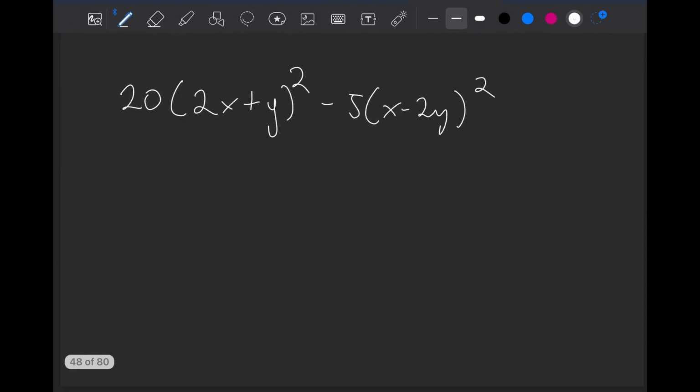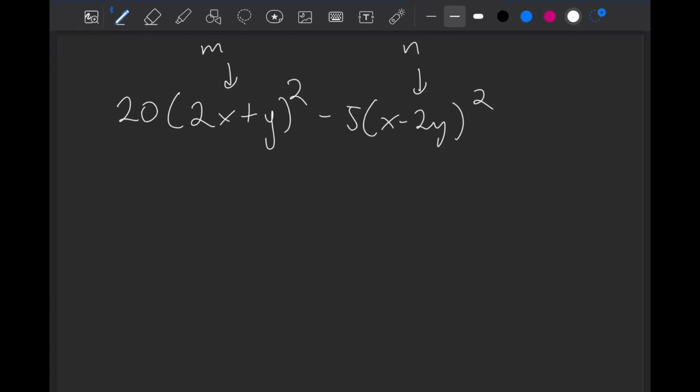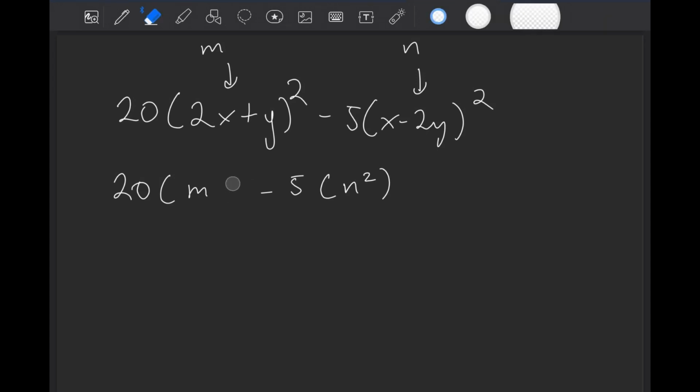Okay, give this one a try. So we basically have 20 times m squared minus 5 times n squared. And it doesn't really matter if we put the square on the inside or not for this one. If we get rid of the brackets, just to make it cleaner, we just have to figure out how to factor that.